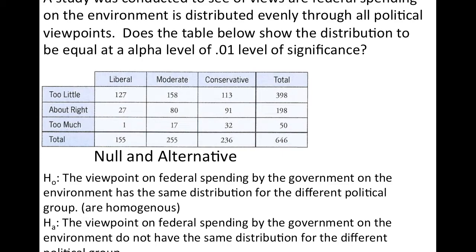The same viewpoint on federal spending by the government on the environment does not have the same distribution for the different political groups. So it's just saying at least one of these groups, the percentages are going to be a little different. The counts do not fall evenly across each one of our categories for the environment viewpoints.